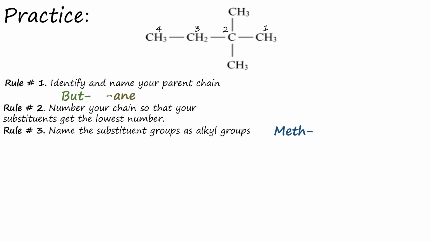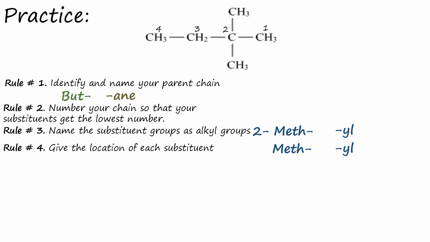So in this case, we have two substituents, each with only one carbon atom. That gives the first name of meth and the last name of YL. Then give the location of each substituent. In this case, the two substituents are on carbon 2. So the location will be 2.